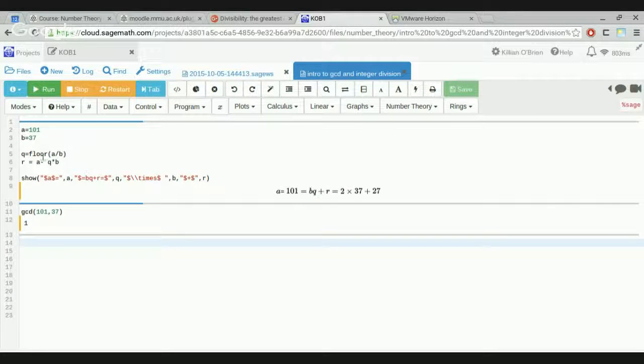Let's just look at some examples. This is in Sage. So we have a is 101, and we're going to try and divide 101 by 37. Of course, it doesn't divide evenly. We don't say that 101 is divisible by 37. But we can fit 2 copies of 37 in there, and then there's a small remainder term, 27. The key thing is that the remainder term is less than the number that you're dividing by.